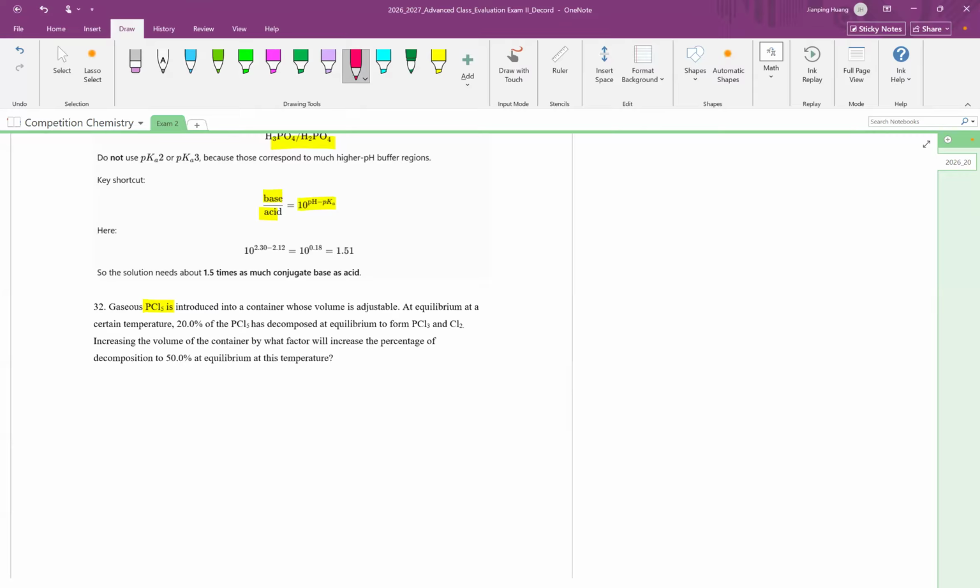Now let's do that. PCl5 gas, when we heat it, will decompose.